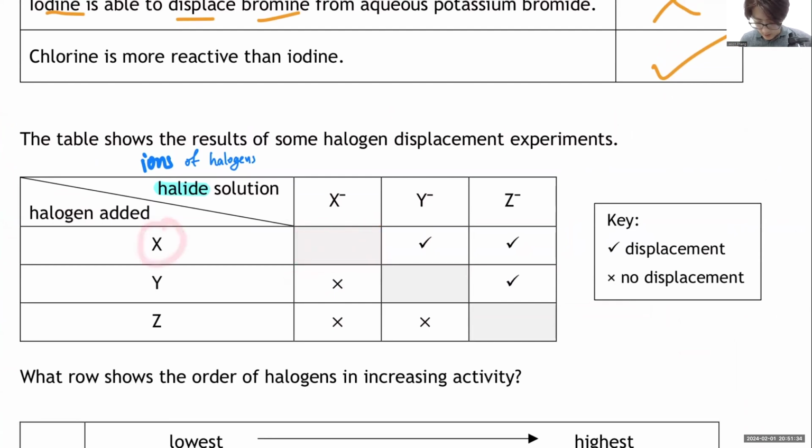Can X kick away Y minus? Yes. What does it tell me about X and Y? Is X or Y more reactive? Can kick means more reactive. X is the most reactive. Is it not?